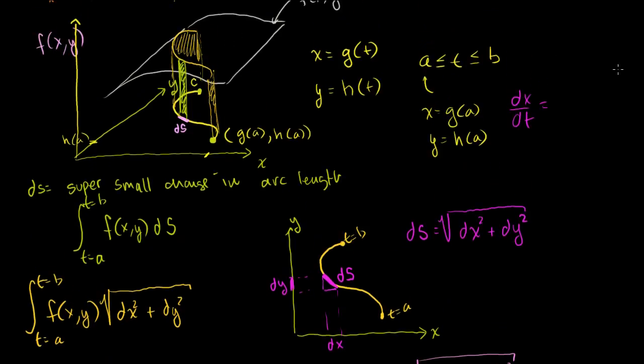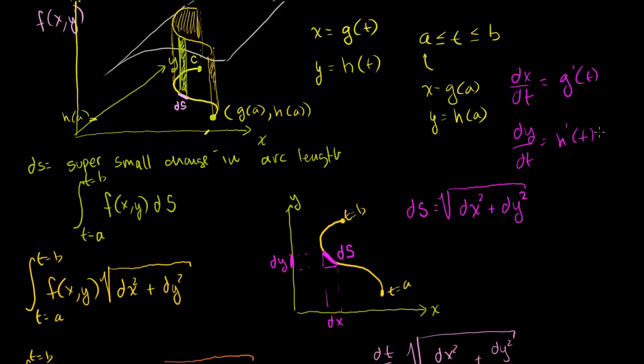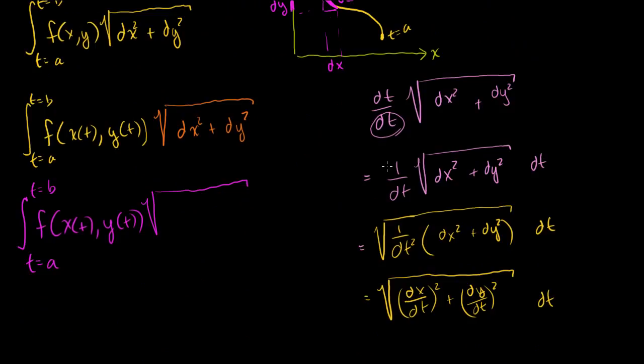Dx dt is the same thing as g prime of t, right? X is a function of t. The function I wrote is g prime of t. And then this dy dt is the same thing as h prime of t. We could say that, this function of t. So I just want to make that clear. We know these two functions, so we can just take their derivatives with respect to t. But I'm just going to leave it in that form. So the square root, and we'd take the derivative of x with respect to t squared plus the derivative of y with respect to t squared, and then all of that times dt.